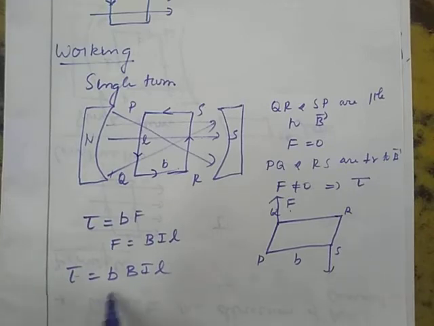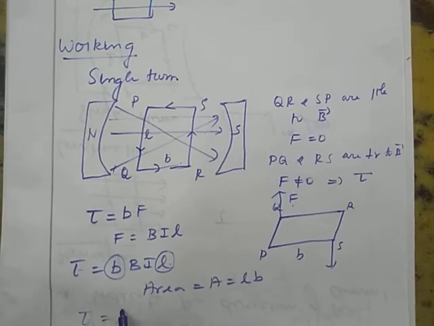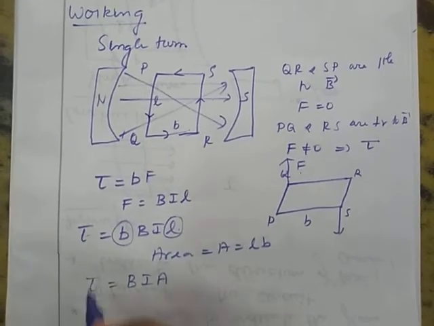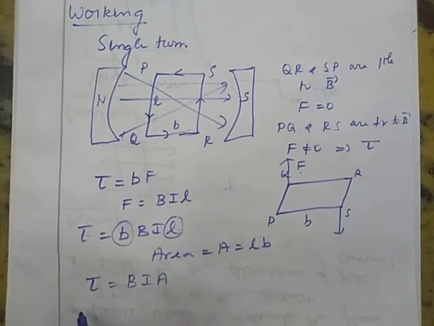Here length into breadth became area. Area of the rectangle is equal to length into breadth. Then tau is equal to B I A. In order to find the net torque due to the coil having n number of turns, we can multiply this with n.